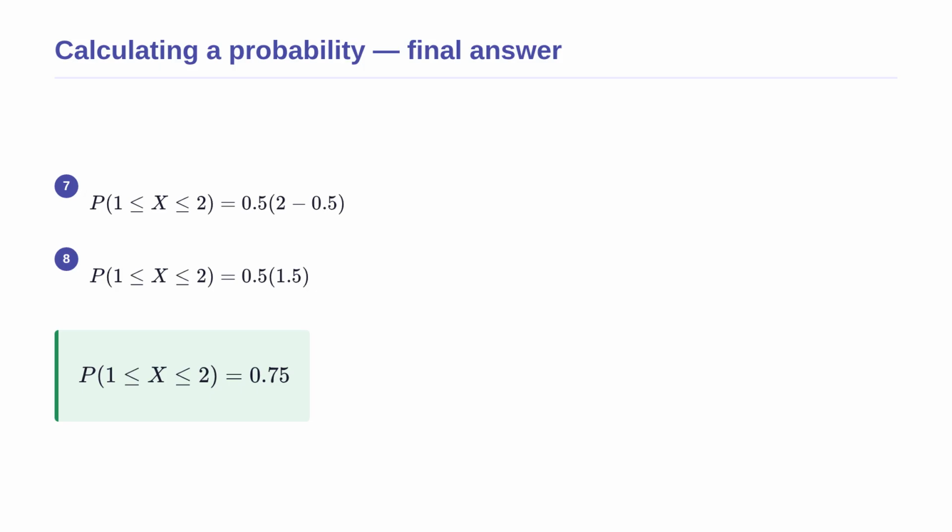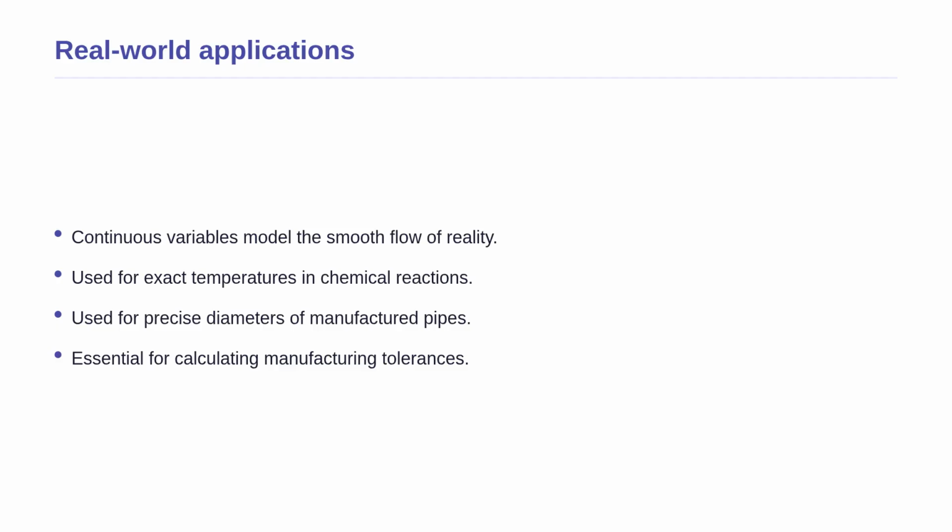In plain English, this means there is a 75% chance that a randomly chosen battery will last between 1 and 2 hours. This makes sense because the function gets taller as time increases, meaning most of the probability is concentrated in the second half of the battery's lifespan. So we have successfully calculated probabilities using integrals.